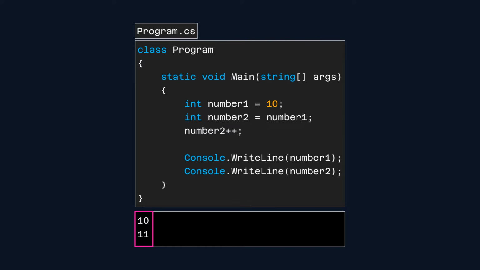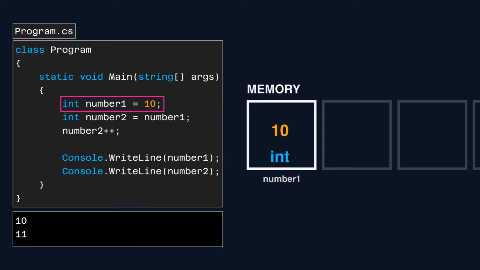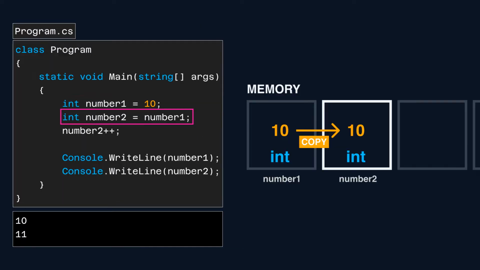Now, let's see what's happening in terms of memory. We declare the first variable. And then, when declaring the second one, we copy the value from the first variable into the memory space of the second. We can change the value of each variable without affecting the other one. The values of these two variables are completely independent. But now, let's see an example with a reference type variable.